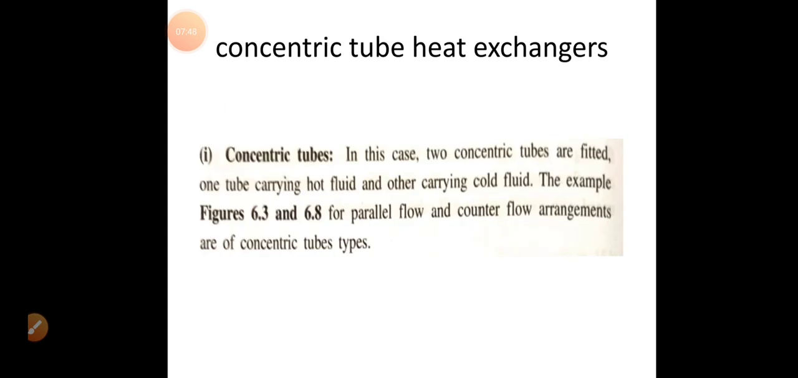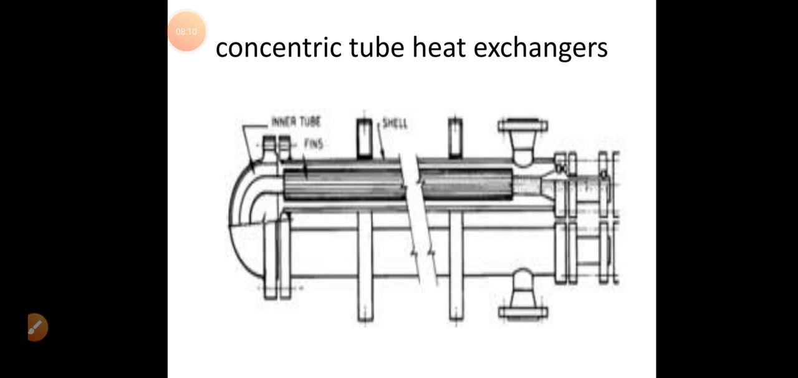Another type of heat exchanger is the concentric tube heat exchanger. Here two concentric tubes are there. That is, one tube is placed exactly at the center of the other. That is, one tube is placed inside the other one. One of the tubes contains the hot fluid and the other tube contains the cold fluid. This is a diagram. In this diagram, you can see that one tube is kept inside the other, and a heat exchange process is happening.